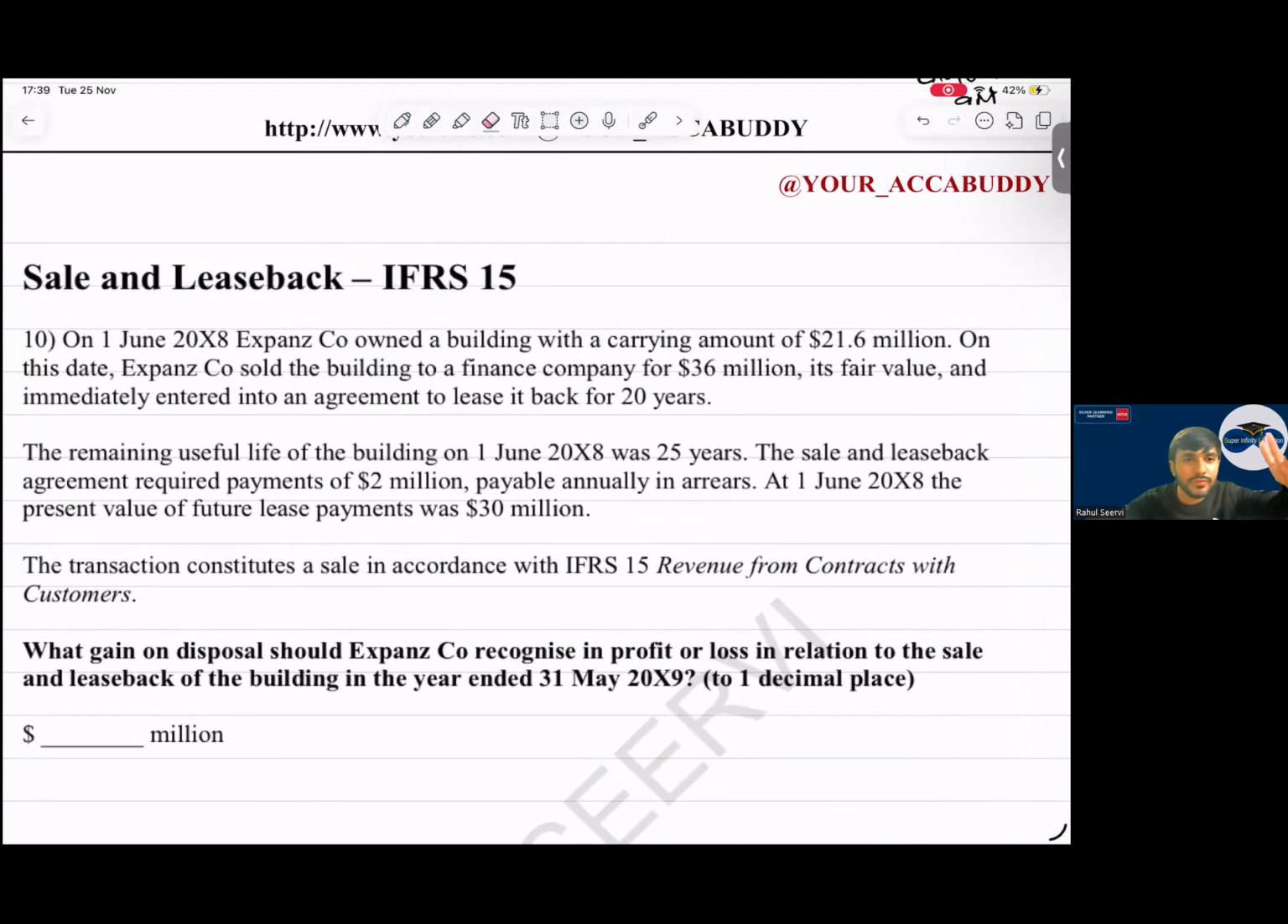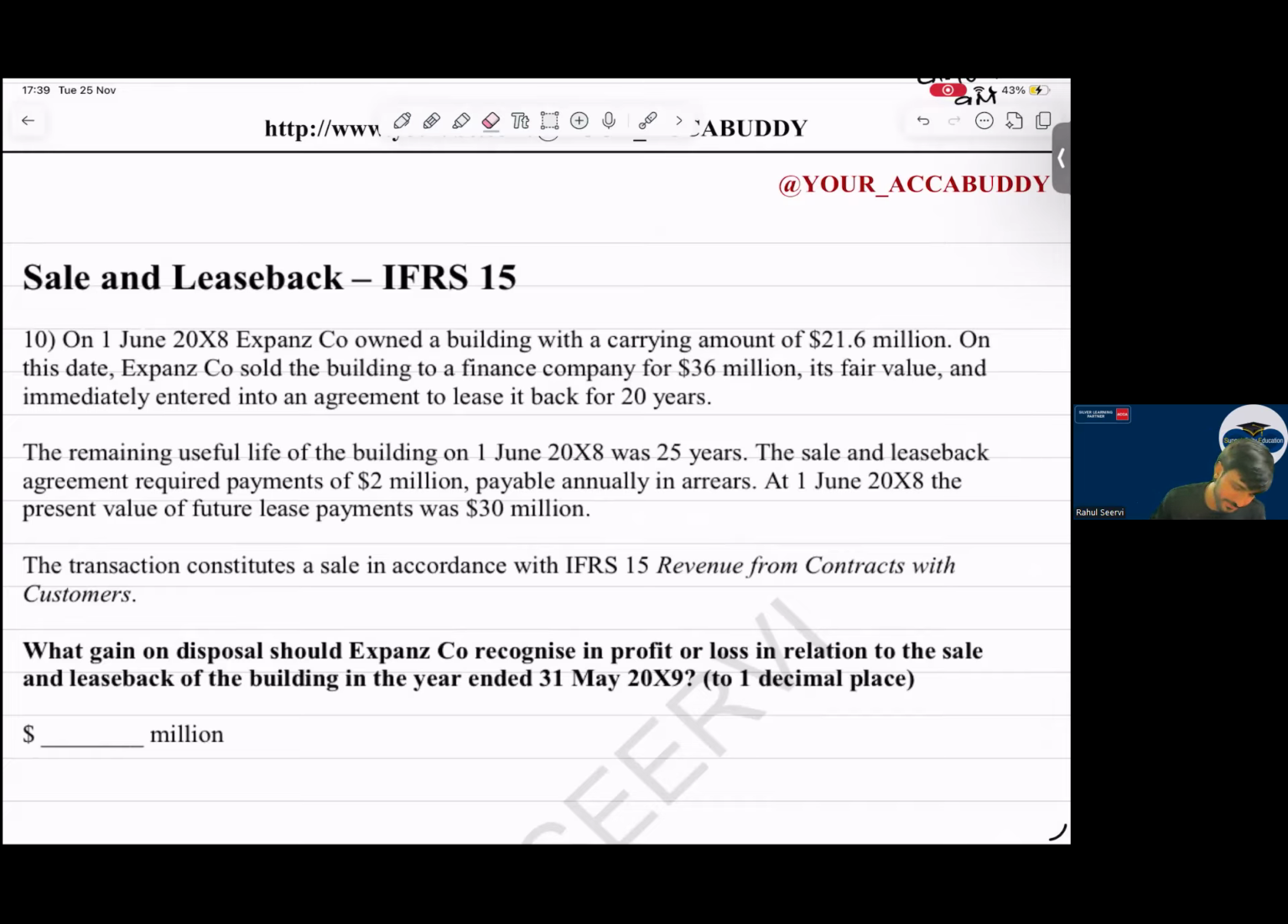Sir, if IFRS 15 conditions are not satisfied, what do we do? We record the amount which we receive as a liability. If the control criteria as per IFRS 15 is not satisfied, the full amount we recognize as a financial liability: debit bank, credit financial liability. And the asset we keep in the books and do the normal accounting. But let us see here.